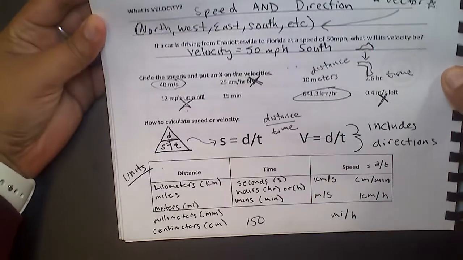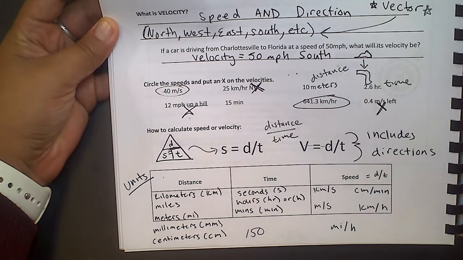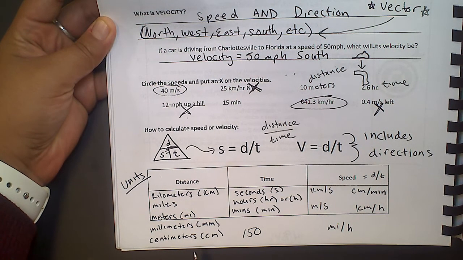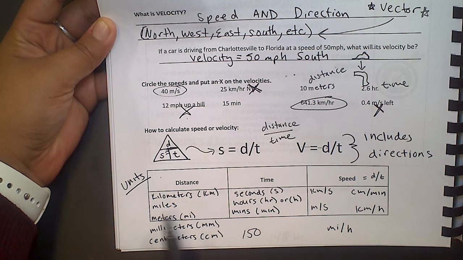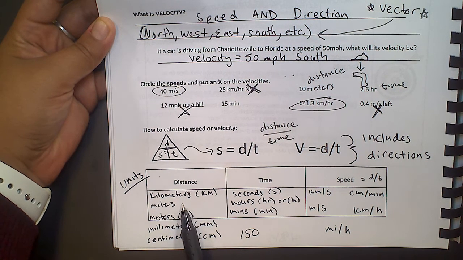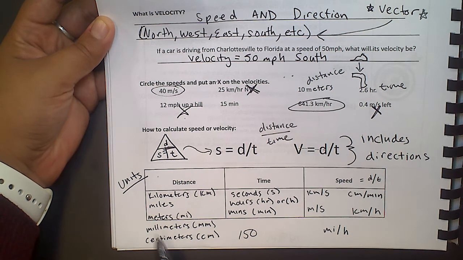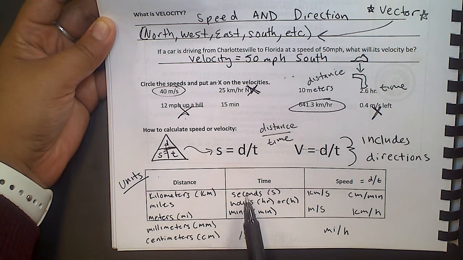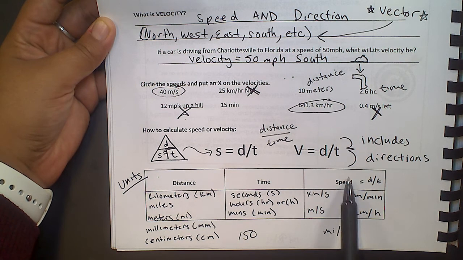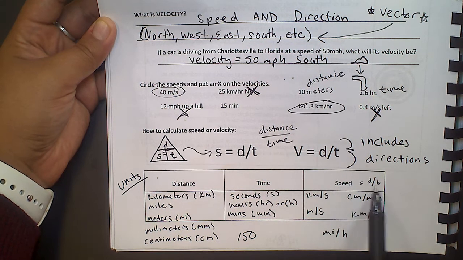Okay, so some examples of units you would see for distance, time, and speed are as follows. If you need to pause the video and record these down, please do so. Some examples of distance you will see are kilometers, miles, meters, millimeters, centimeters. Seconds, hours, and minutes are units of time.